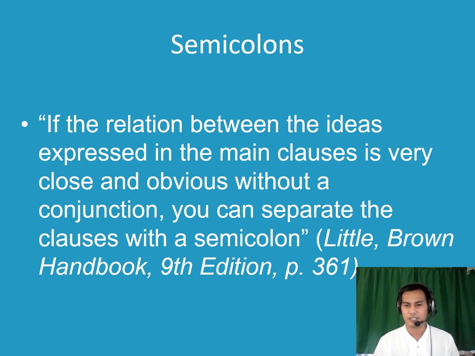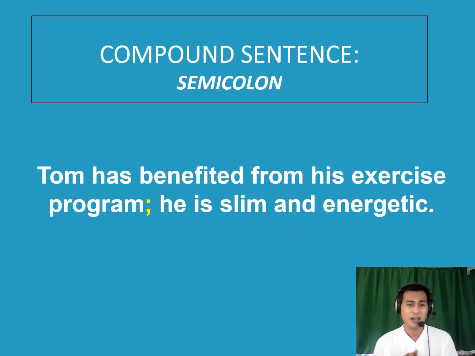And then, of course, the use of semicolons. If the relation between the ideas expressed in the main clauses is very close and obvious without a conjunction, you can separate the clauses with a semicolon. Example here: Tom has benefited from his exercise program. He is slim and energetic. You use a semicolon instead. That's still okay. So, Tom has benefited from his exercise program; that's one simple sentence. Another simple sentence, he's slim and energetic. That's a compound sentence.